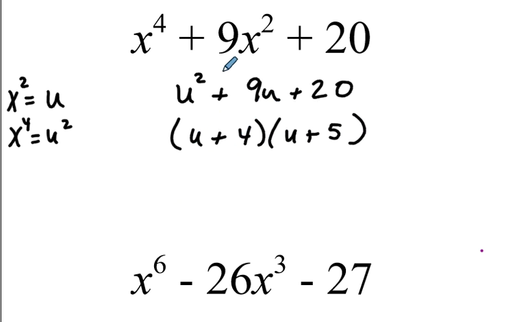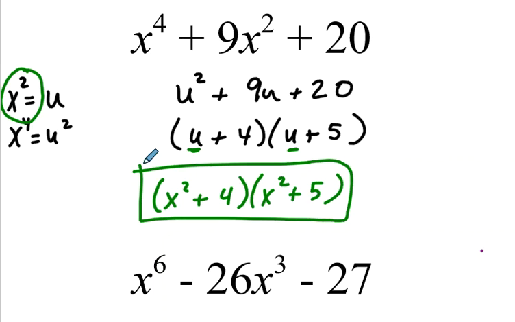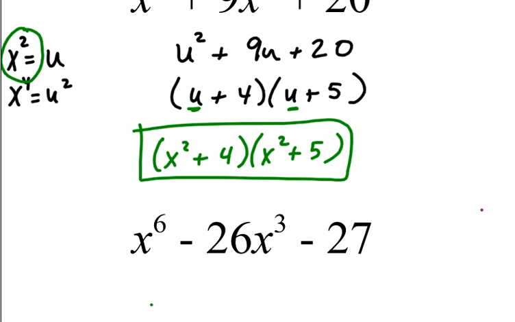But really, my problem was not with u's. So these two really should be x squareds. So really it's x squared plus 4 times x squared plus 5. Go ahead and pause the video and try the problem below. Hopefully you did.